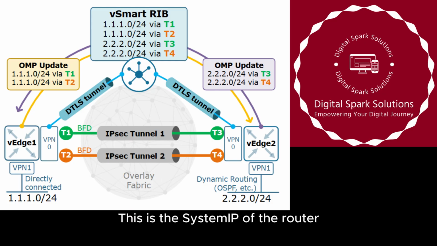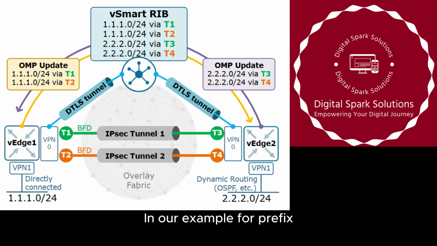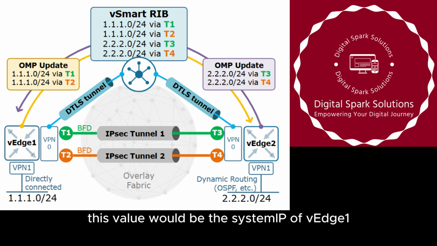Originator. This is the system IP of the router from which the route was originally learned. In our example for prefix 1.1.1.0/24, this value would be the system IP of vEdge 1.